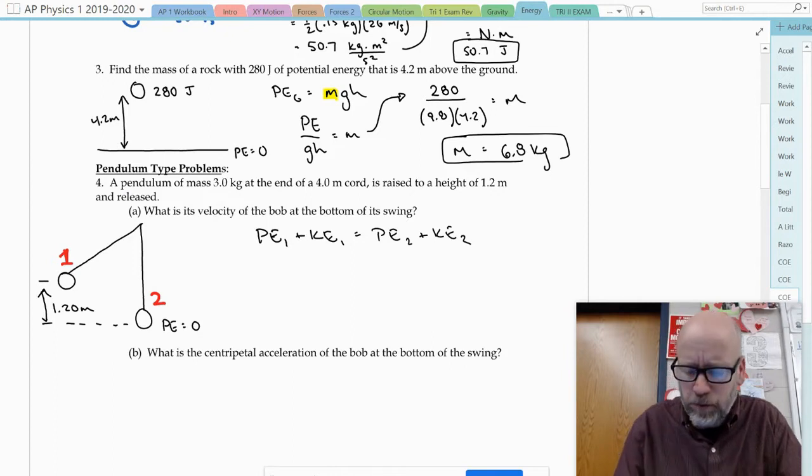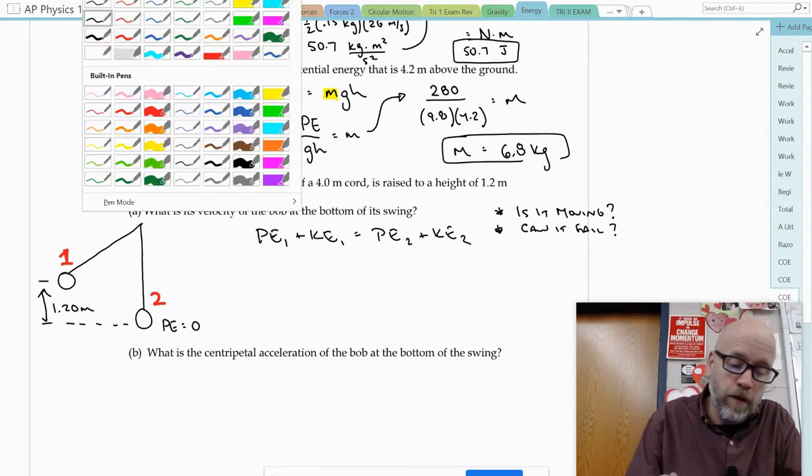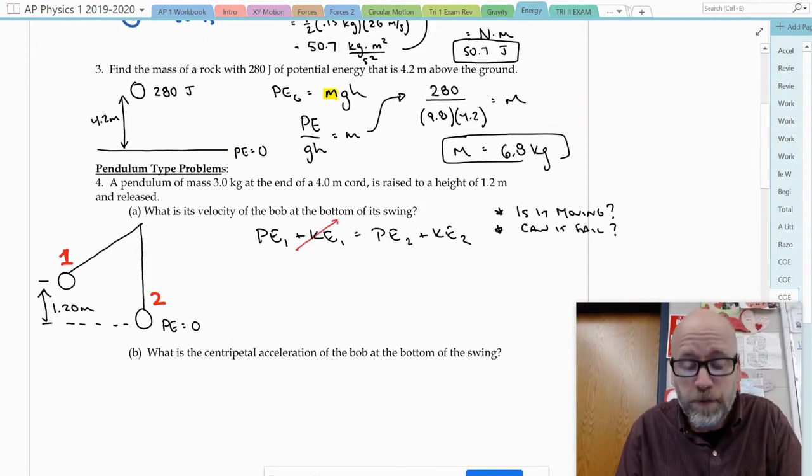And then I ask myself two simple questions. Is it moving? If the ball's moving, it has kinetic energy. Can it fall? If it can fall, if it's raised up above where the potential energy is 0, then it clearly has potential energy. So initially, can the ball fall? Heck yeah. It's raised up 1.2 meters. Is it moving yet? Nope. Kinetic energy is 0. At position 2, at the bottom of the swing, the potential is 0.